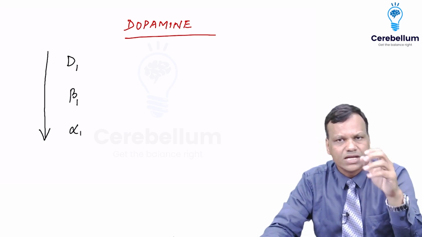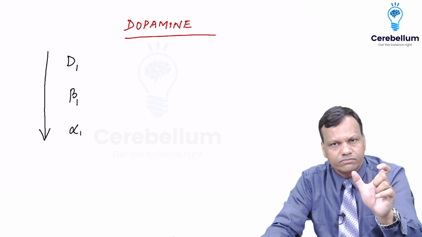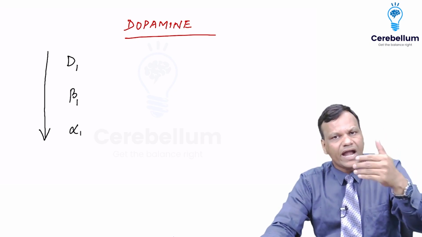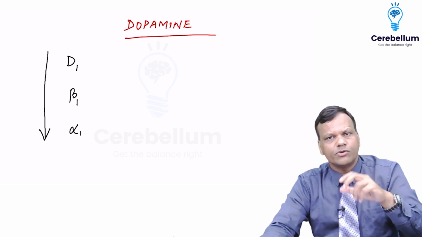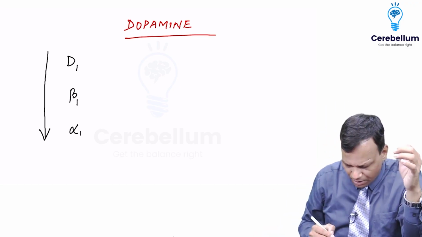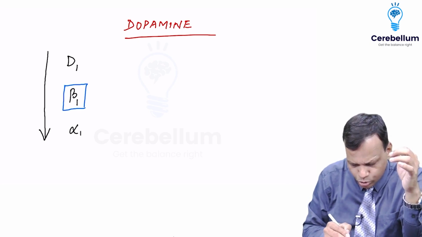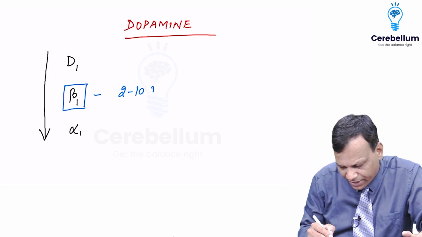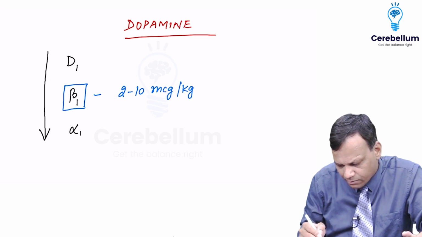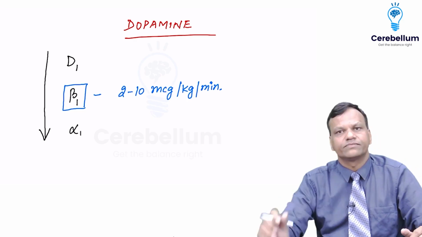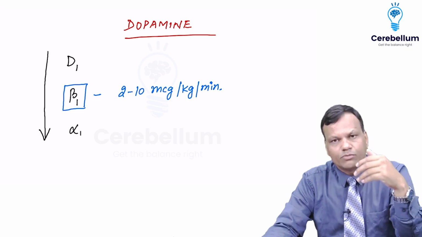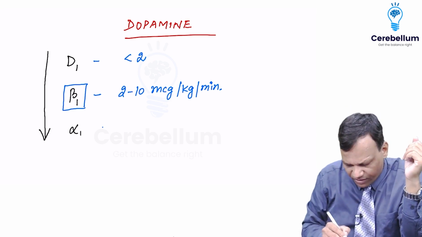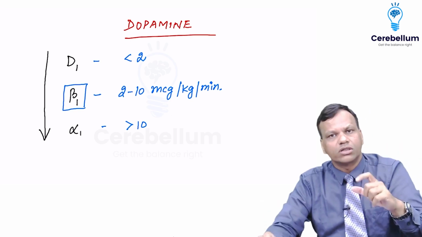What is the meaning of sequence is, at low dose, it stimulates only D1. When we increase the dose, it starts stimulating beta 1 also. That means it stimulates D1 and beta 1. And at high dose, it will stimulate all three receptors. And if you remember the dose for beta 1, the other two you can automatically remember. So the dose for beta 1 is 2 to 10 microgram per kg body weight per minute. So we give at this rate between 2 to 10, it can stimulate beta 1. Meaning if we give less than 2, it stimulates only D1. And if we give more than 10, then it can stimulate all three receptors.